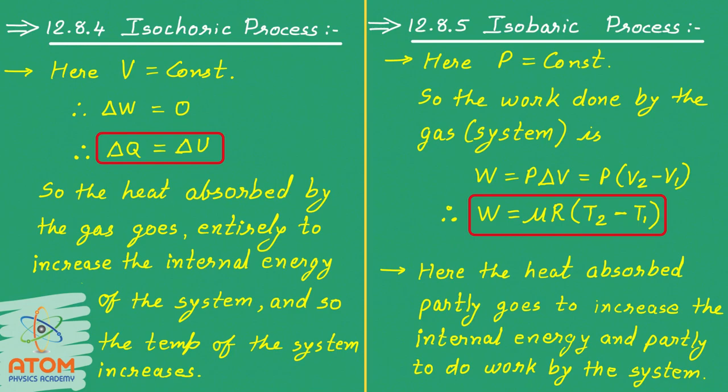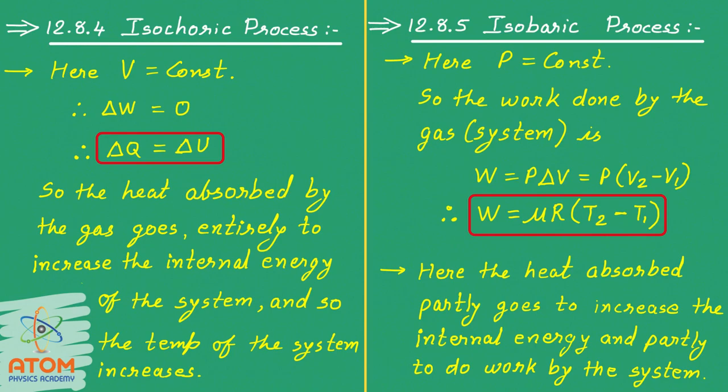Now because delta W is 0, the first law of thermodynamics can be now written as delta Q is equal to delta U. Delta Q is the heat absorbed and delta U is the increase of internal energy. So we can say that in isochoric processes, the heat absorbed by the gas goes entirely to increase the internal energy of the system, and so to increase the temperature of the system as well.